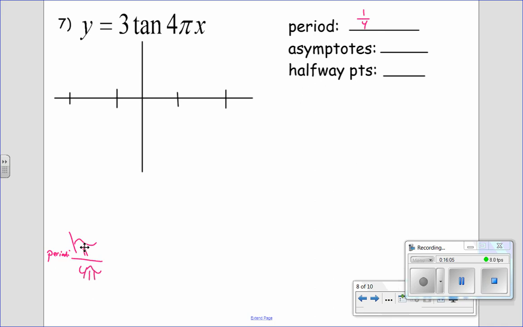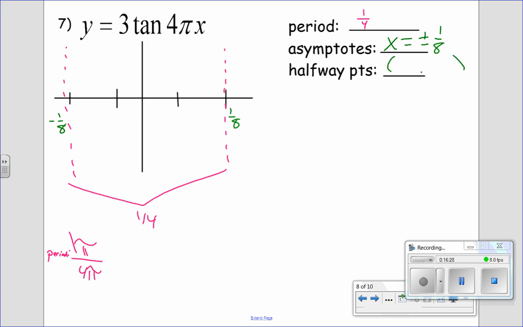So 1/4 is the distance from dotted line to dotted line. Cut it in half, and that's how we will label each asymptote. So what is half of 1/4? 1/8. And then our halfway points, it is half of 1/8. So 1/16 and negative 1/16. And you always do comma a, so comma 3. I think the a value was 3, wasn't it?